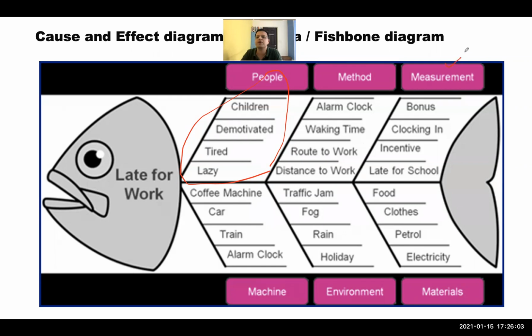Or simply it could be the measurement. Am I measured on coming on time? Is there a bonus? Is there clocking in? Is there an incentive?